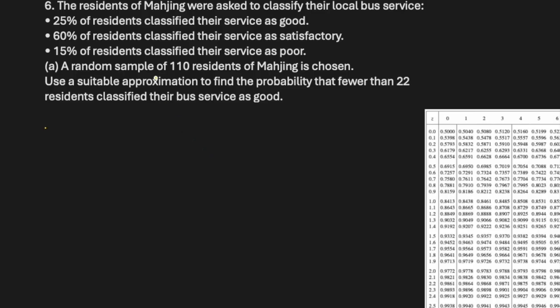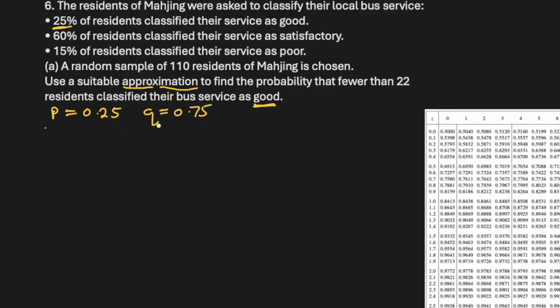Question 6. The residents of Marging were asked to classify their local bus service. 25% said good, 60% said satisfactory, 15% said poor. A random sample of 110 residents of Marging is chosen. Use a suitable approximation. So we do normal approximation only to find the probability that fewer than 22 residents classified their bus service as good. So the success is that they said it is good, and the probability for that is 0.25. That means the failure is 1 minus 0.25, which is 0.75.